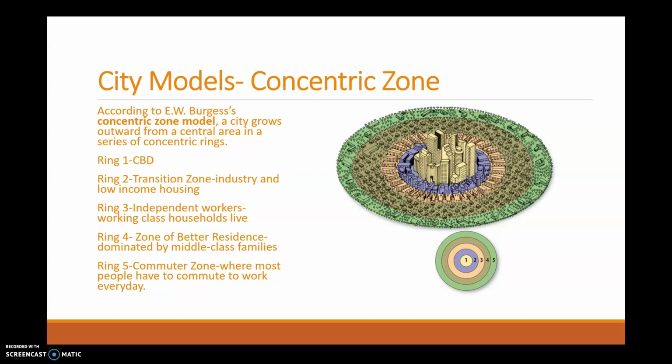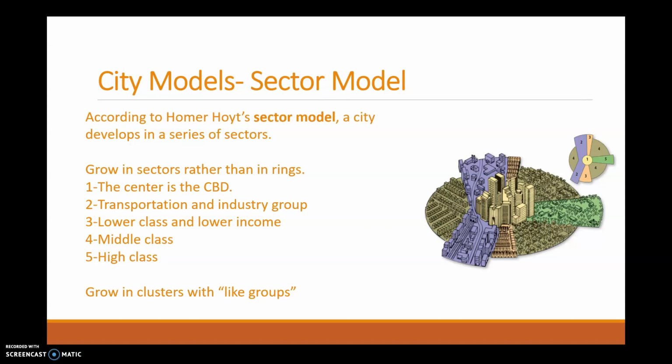There's the concentric zone model, and as you can see, this is in a circular form with these rings, and you can read about the concentric zone model here. There's the sector model, which more looks like sectors, right? And this is Homer Hoyt's sector model. And this means that the people are located in sectors, and you can see these in color formation here. And they grow in these clusters like groups.